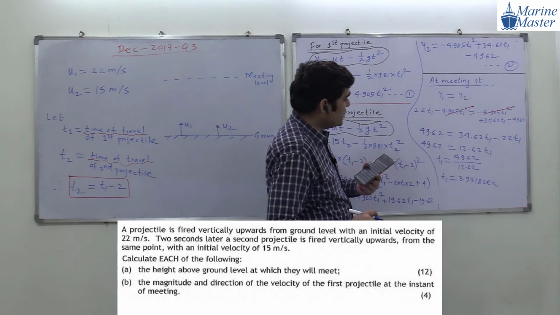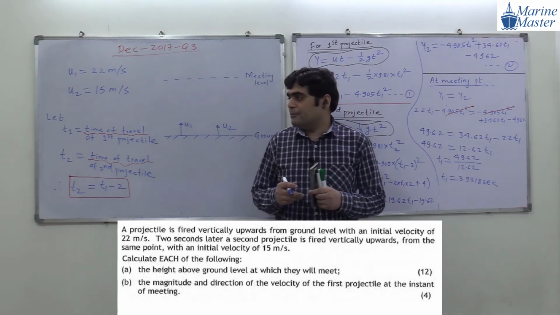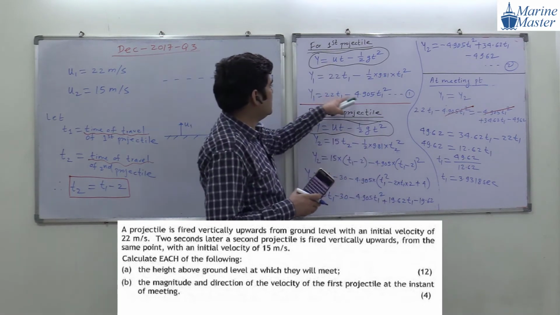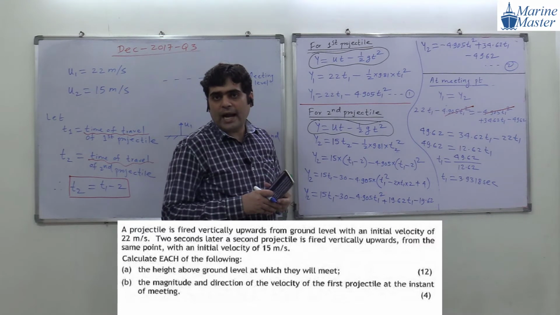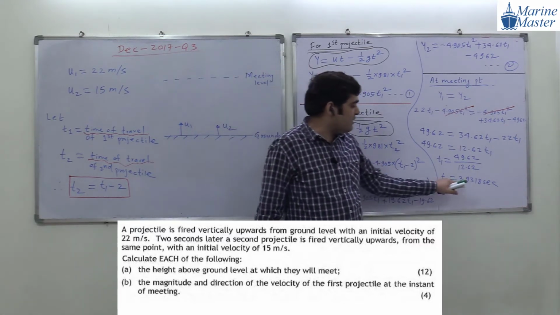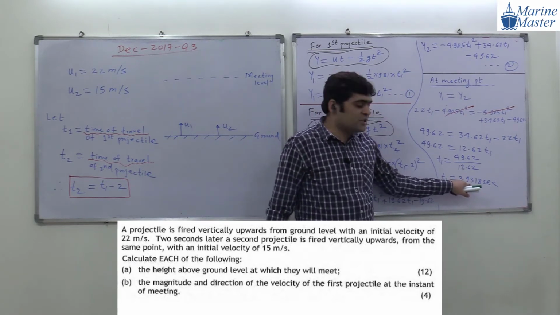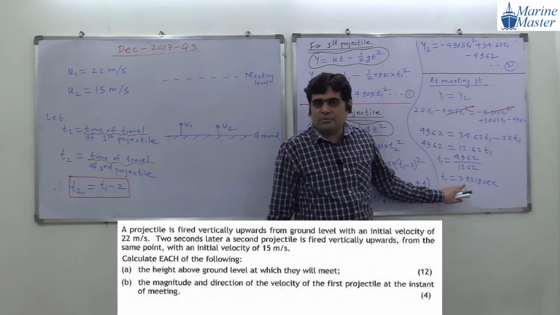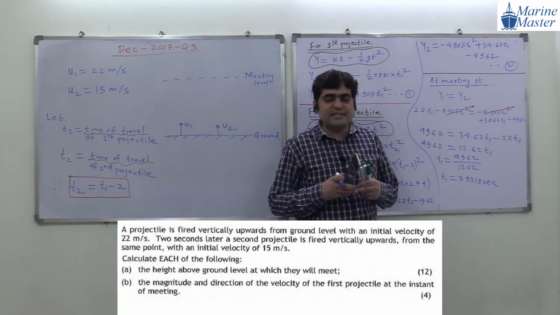Okay. So we got T1. If you substitute the value of T1 in y1 in equation 1 or equation 2, we will get the value at which, when the first projectile has traveled this much distance, this much time. After this much time, what will happen? The first projectile will meet the second projectile.